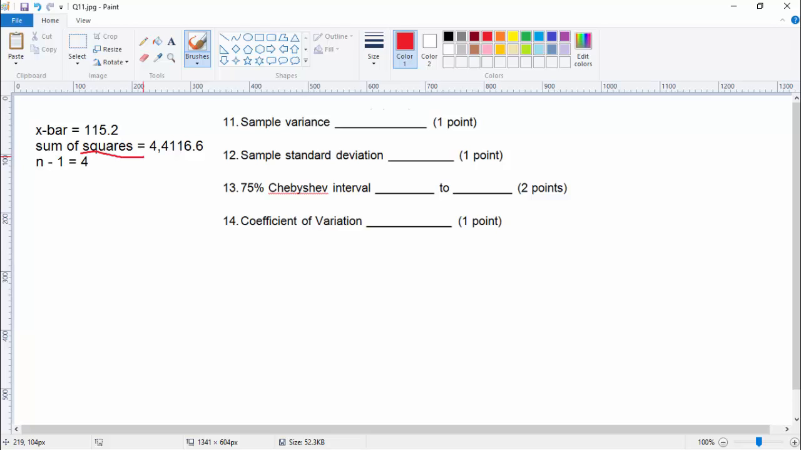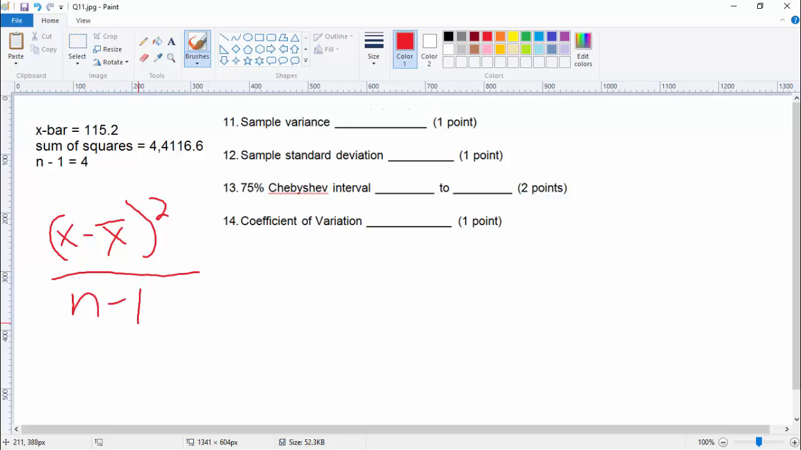Well, because we had x minus x bar, and then we squared it, and everything was positive, and then it was huge, see, 4,000 something. So the reason we did that is that's the top of the variance equation. Just to remind you, the variance equation is x minus x bar squared, so that's the sums of squares, divided by n minus 1. So that's how we're going to get number 11.